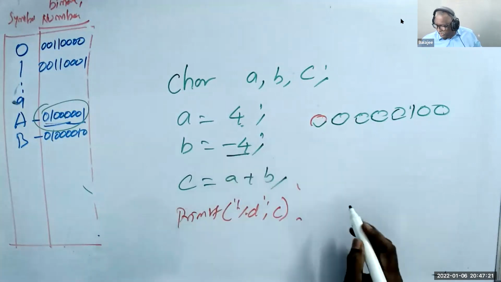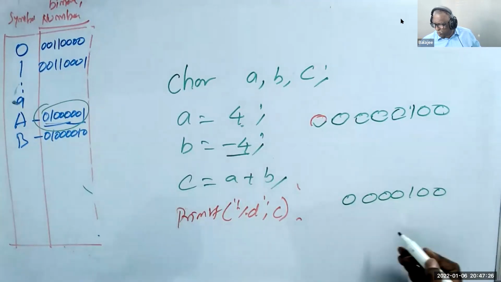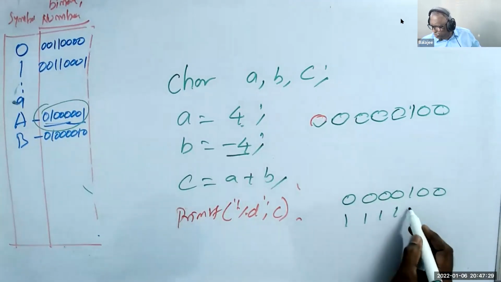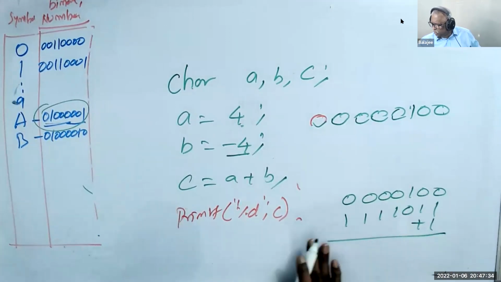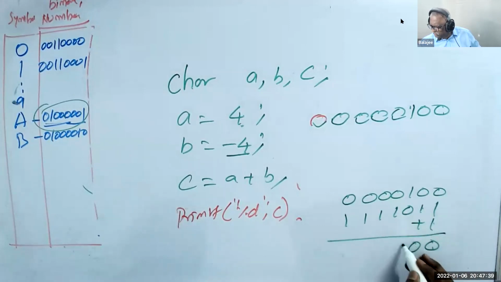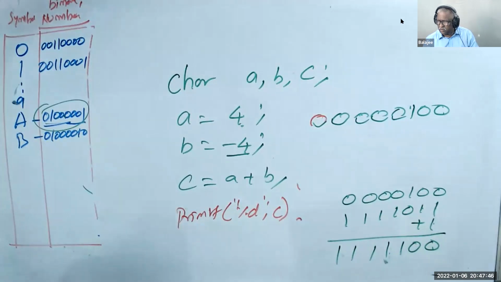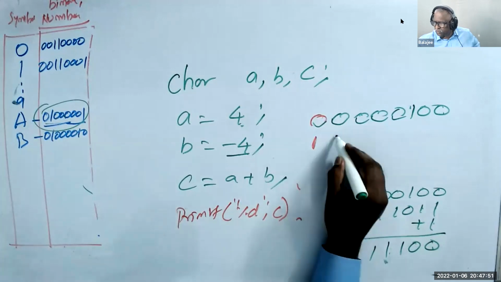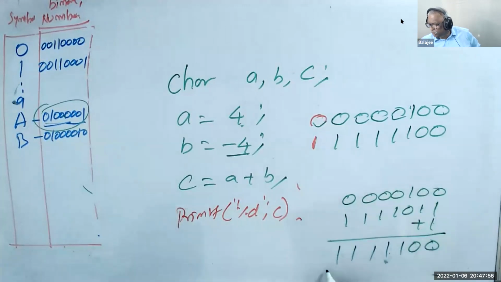Now minus 4. I'll write 4 first: 0, 0, 0, 0, 1, 0, 0. Take the 1's complement. It becomes 1, 1, 1, 1, 0, 1, 1. I add 1 to it. It becomes 1, 1, 1, 1, 1, 0, 0. Now I put the sign bit as 1 here. Then we add this number. This is the new number.